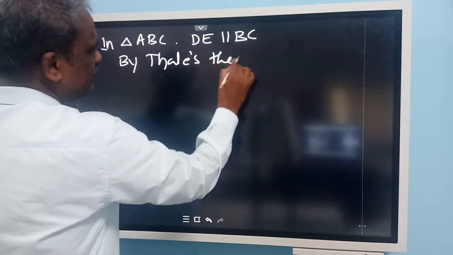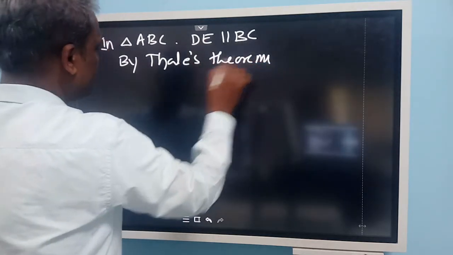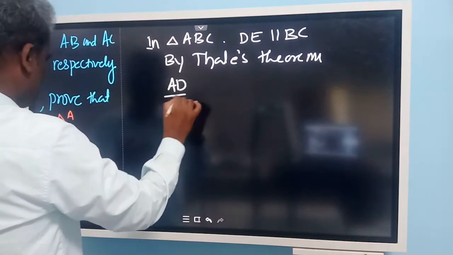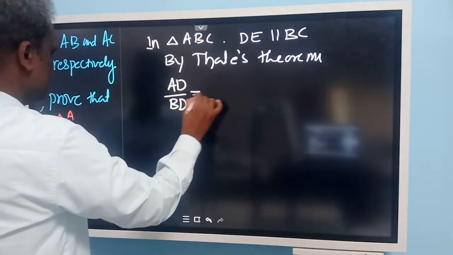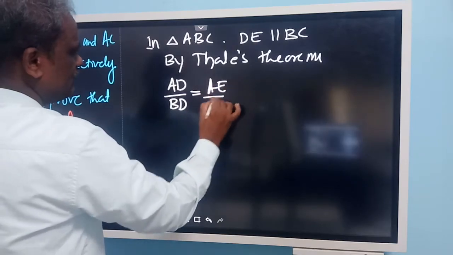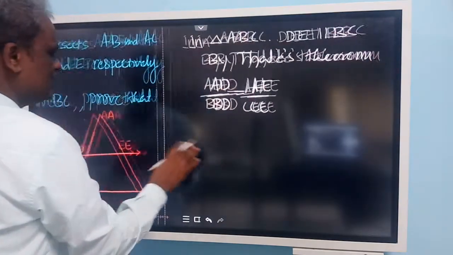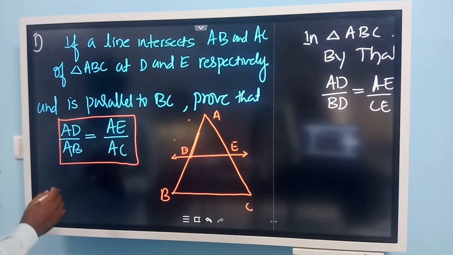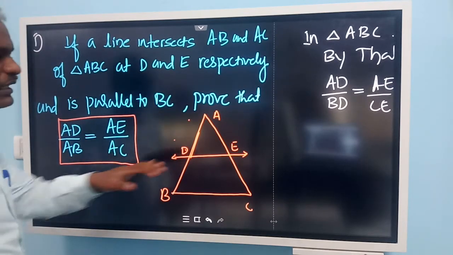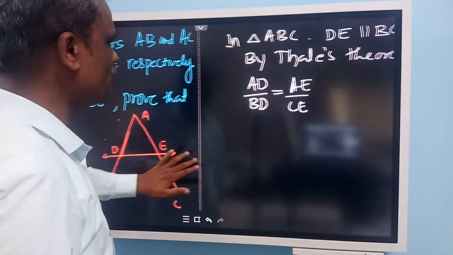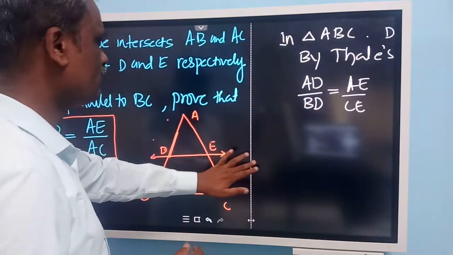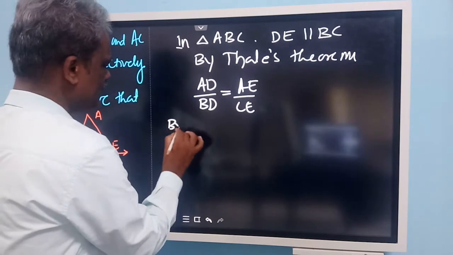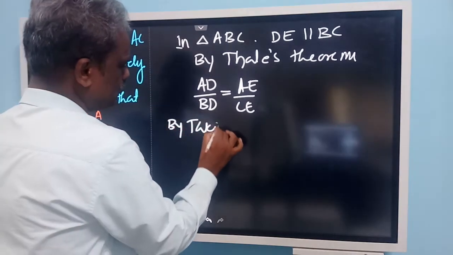so what can you write here? You can write AD by BD is equal to AE by CE. This is by Thales theorem. But what do we have to do? We want AD by AB. So now what I will do, I take the reciprocal of this one because I want AD as it is. So therefore I will take the reciprocal.